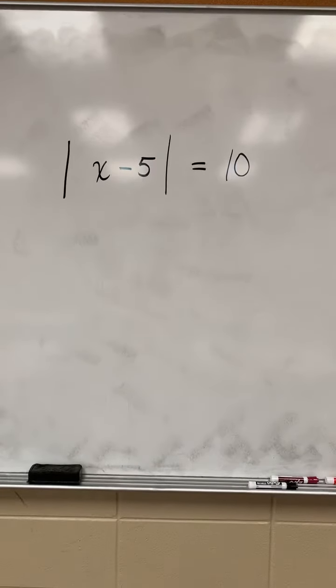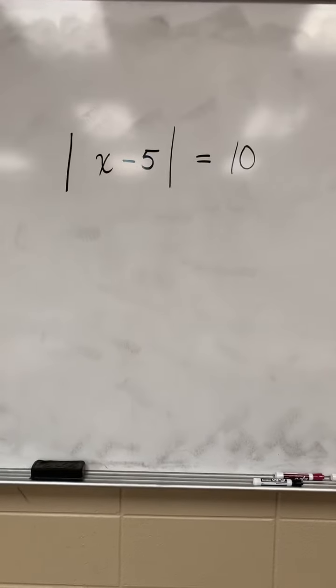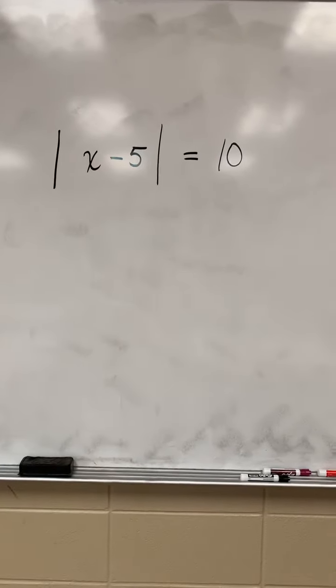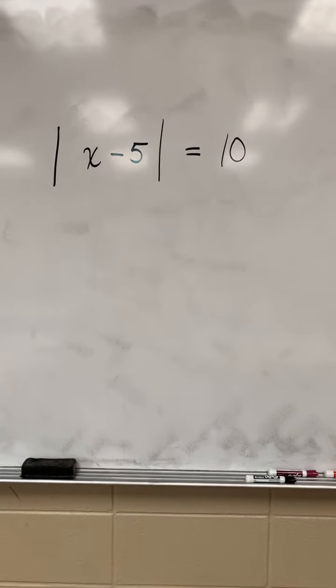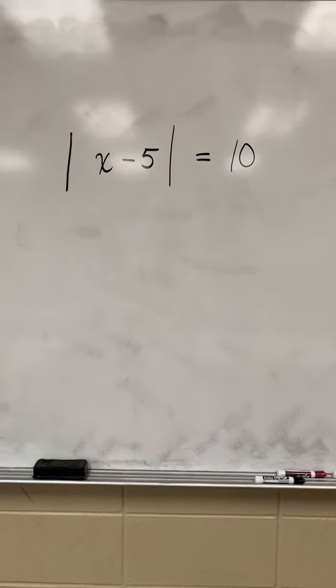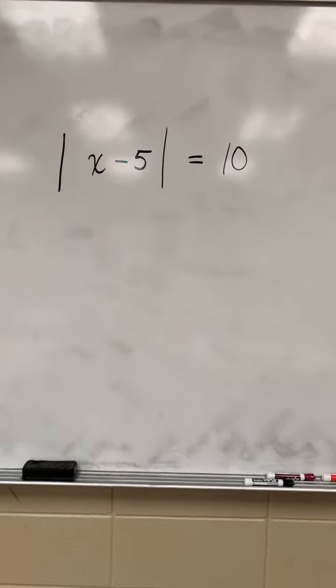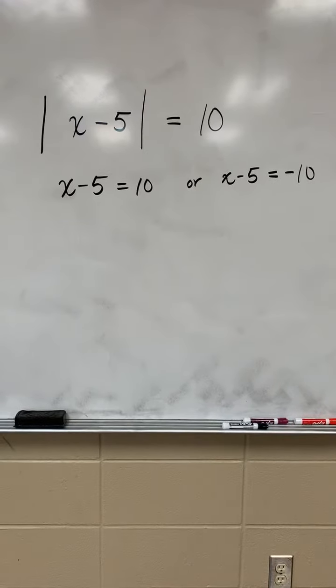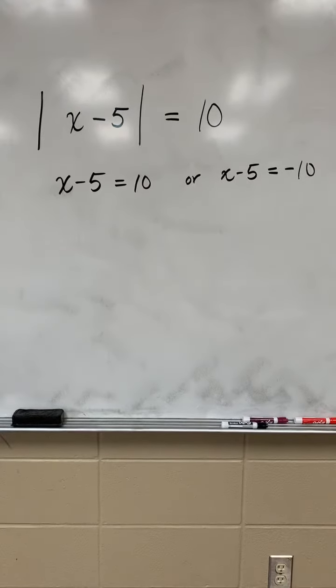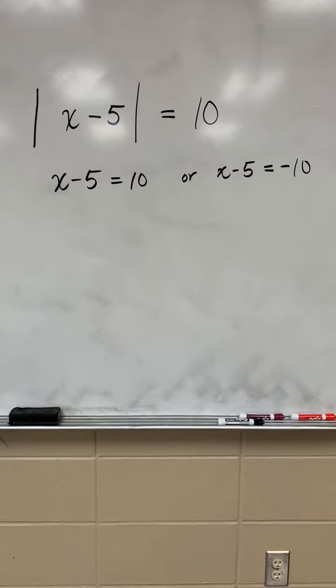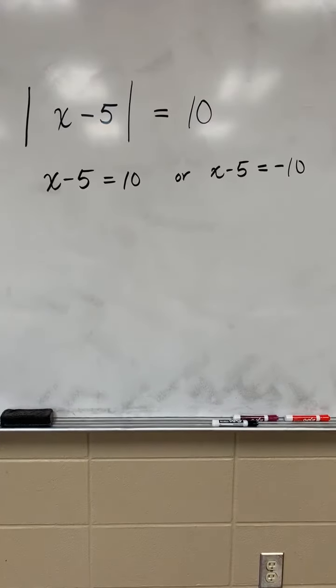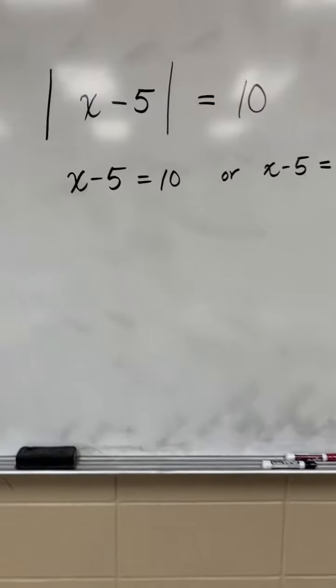All right, so I turned it up just a little bit. Now I have the absolute value of x minus 5 is equal to 10. Remember, we're talking about an absolute value. There are two cases that you have to take into consideration. And here we go. We have x minus 5 is equal to 10, or we're going to have x minus 5 is equal to negative 10. So we solve both of these separately.